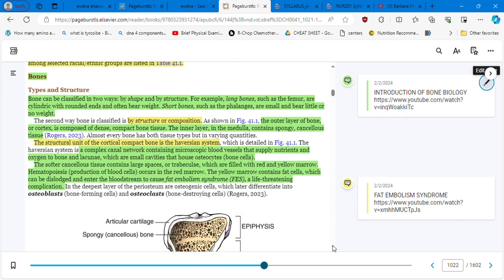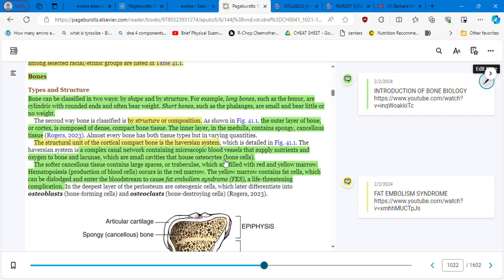A complex canal network containing microscopic blood vessels supplies nutrients and oxygen to bone, and lacunae, which are small cavities that house osteocytes, the bone cells. The softer cancellous tissue contains large spaces or trabeculae, which are filled with red and yellow marrow. Hematopoiesis, production of blood cells, occurs in the red marrow with the support of nutrients coming from the nervation system.